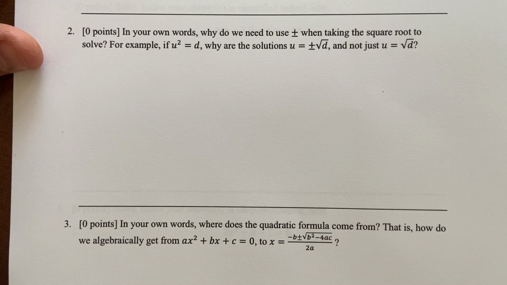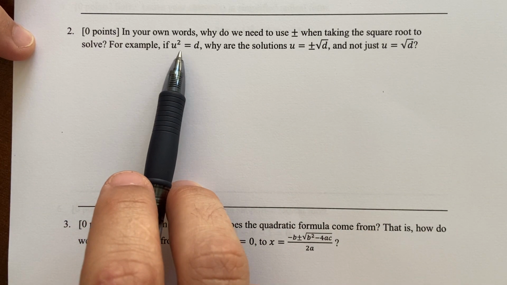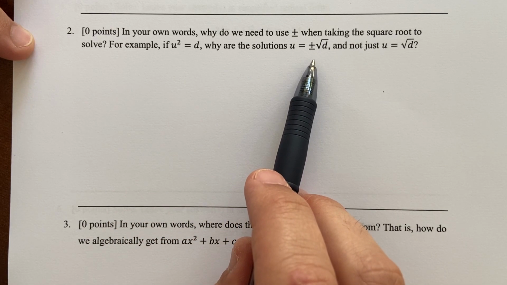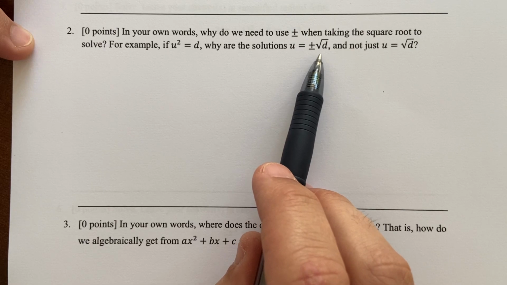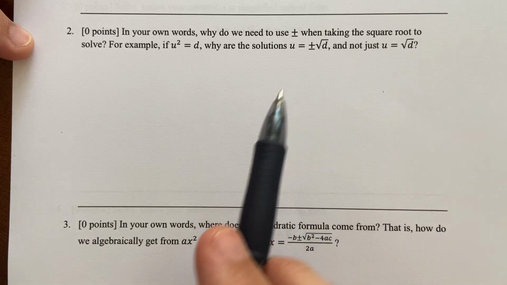Number 2, in your own words, why do we need plus and minus when taking the square root to solve? So it says, for example, if u squared equals d, why are the solutions u equals plus and minus root d, and not just u equals positive root d?